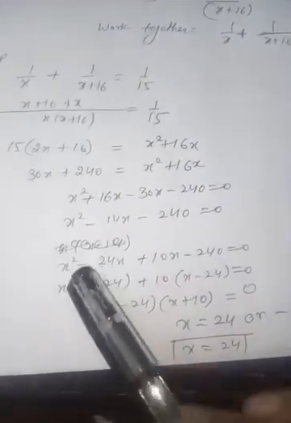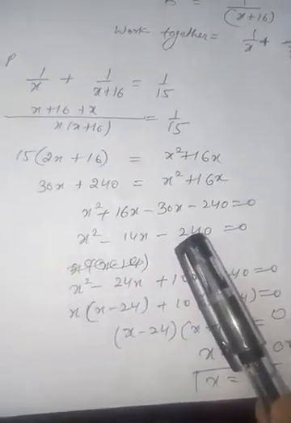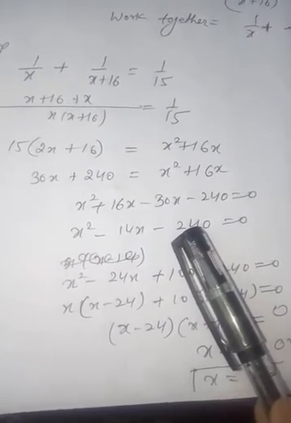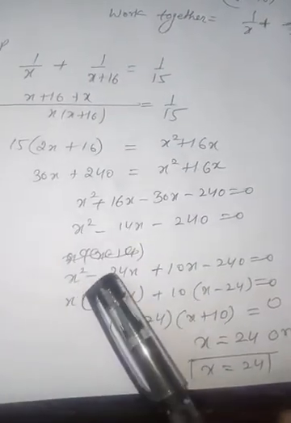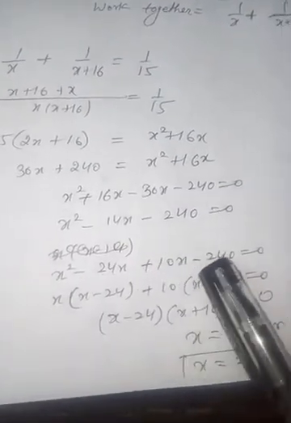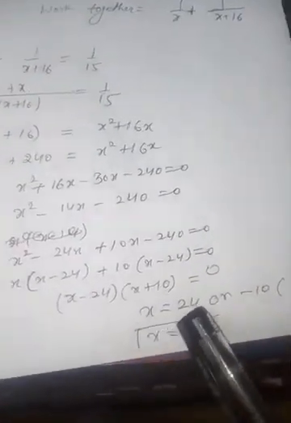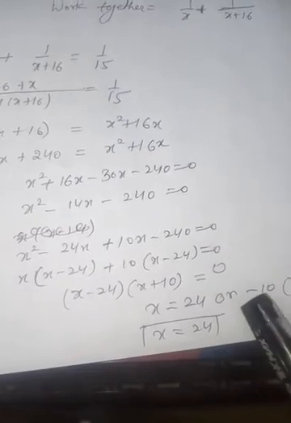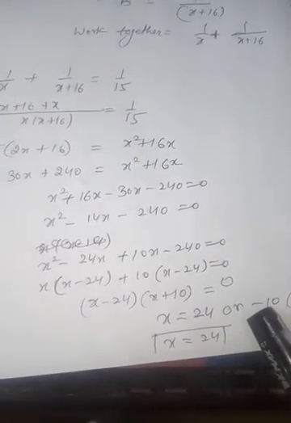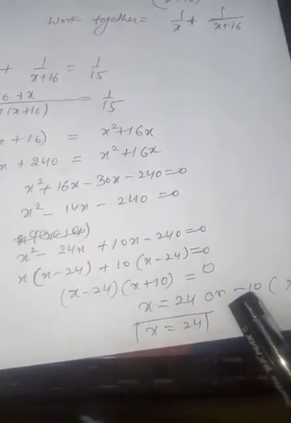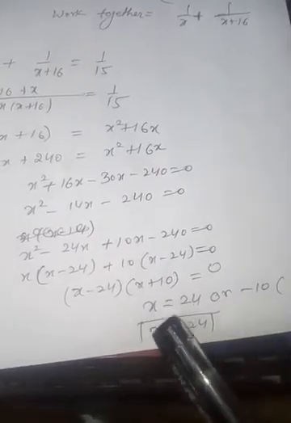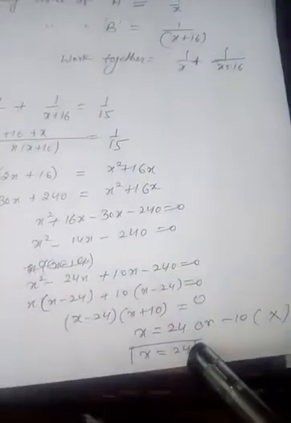So that is 24 minus 10, 14 is there, and 24 into 10, 240. So x square minus 24x plus 10x minus 240 is equal to 0. Now solve it. Finally we get x equals 24 or minus 10. Minus 10 is rejected because the number of days cannot be negative, so it is rejected. So the only number is 24.